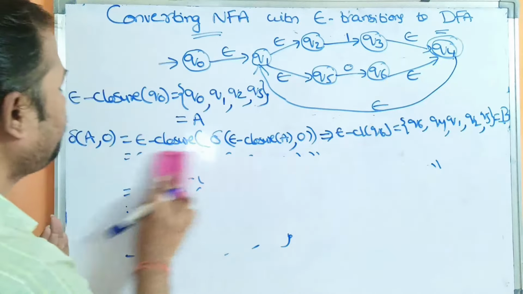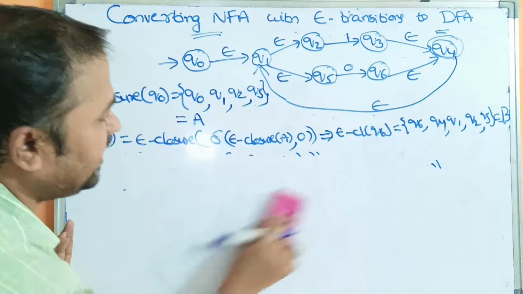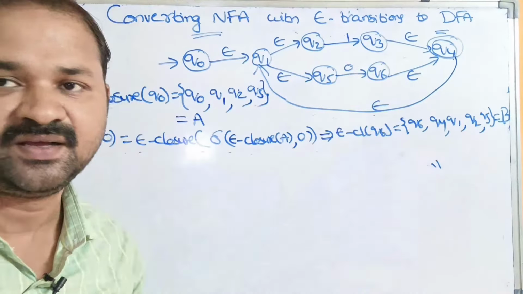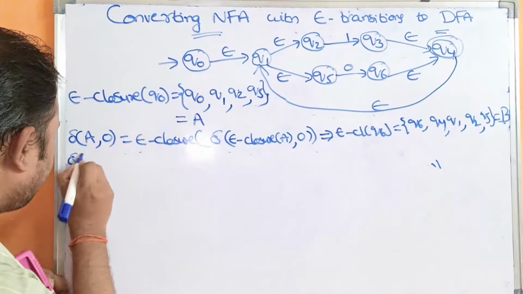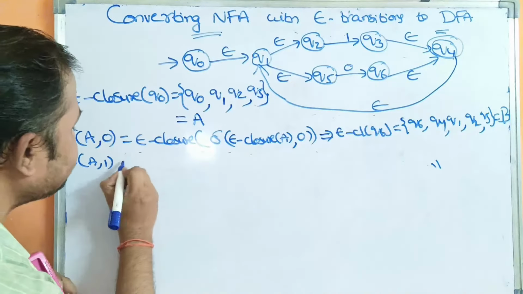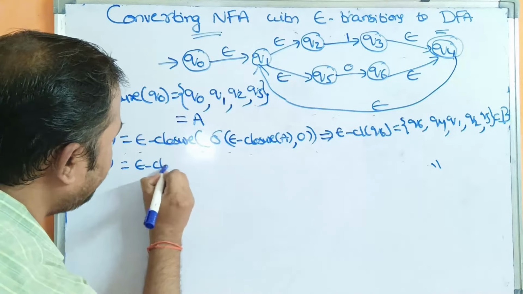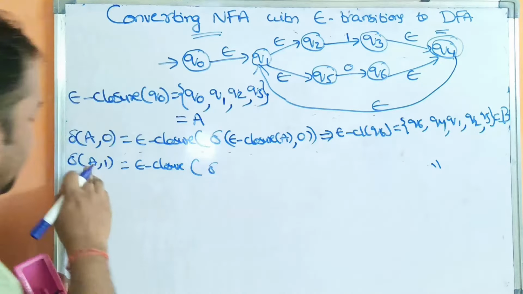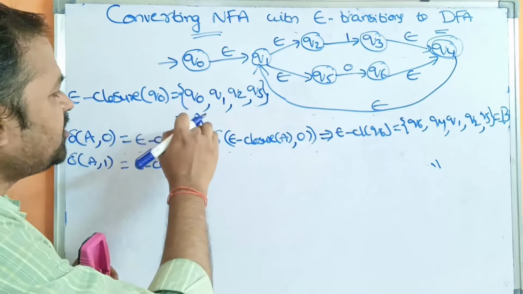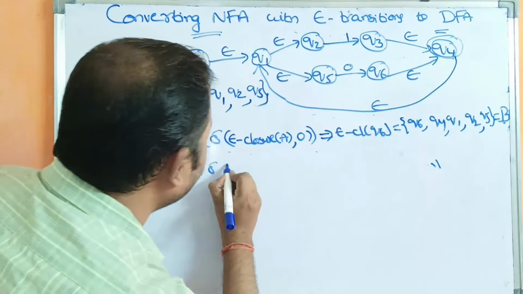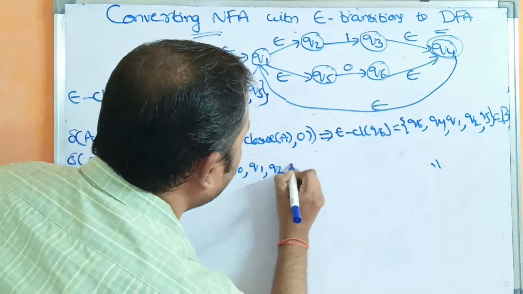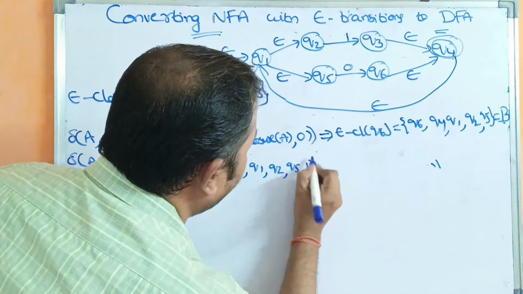So now A of 0 is calculated. If we apply 0 on A, we will get B state. Now let us calculate A of 1. So delta of A of 1 is equal to epsilon closure of delta of epsilon closure of A. What is epsilon closure of A? It is already calculated: Q0, Q1, Q2, Q5, with input 1.